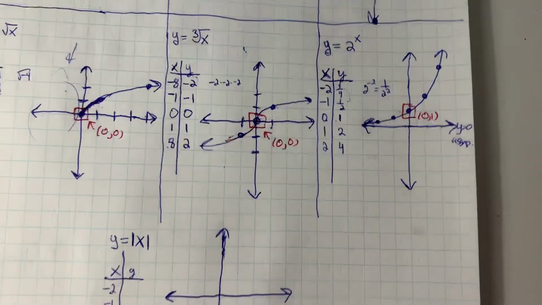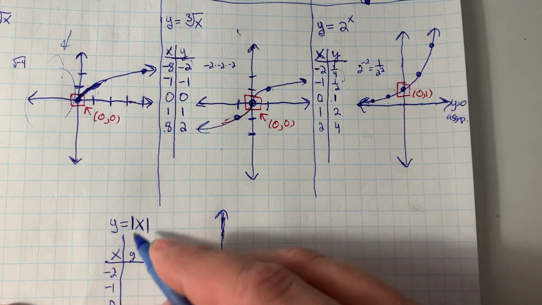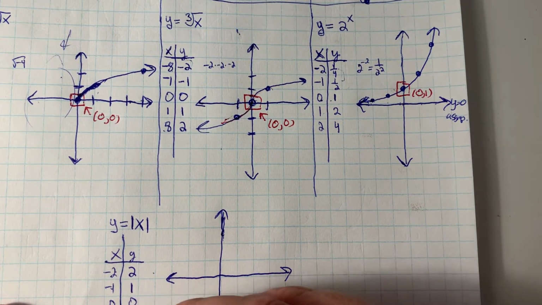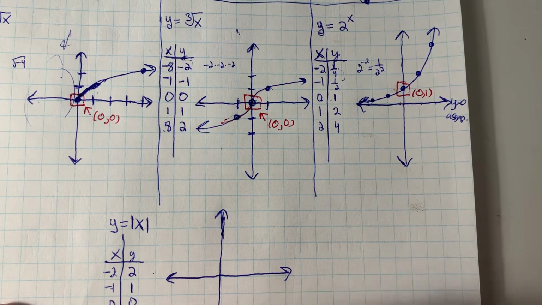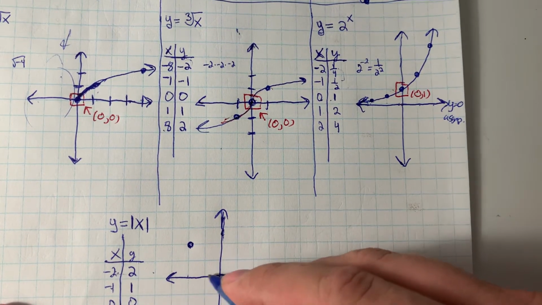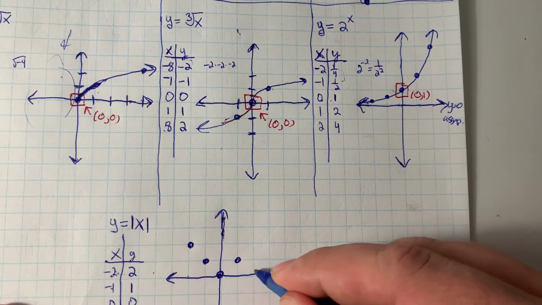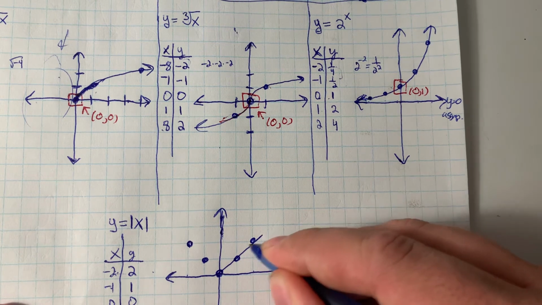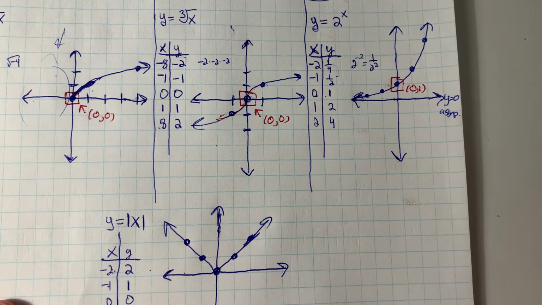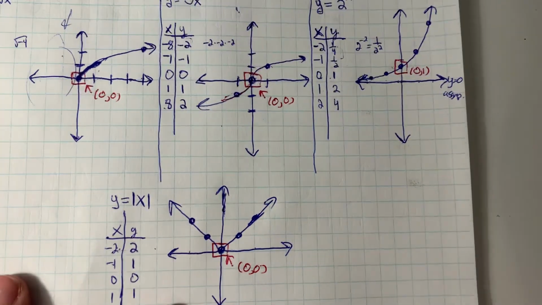Our last parent function is the absolute value of x. So when x is -2, the absolute value of -2 is +2. When x is -1, the absolute value of -1 is +1. Absolute value of 0 is 0, absolute value of 1 is 1, and the absolute value of 2 is 2. When x is -2, y is +2. When x is -1, y is +1. When x is 0, y is 0. When x is 1, y is 1. When x is 2, y is 2. And we get this nice V-shaped graph with 2 constant rates of change, one increasing, one decreasing. The key point here is the vertex at 0, 0, and we'll be making use of this today.